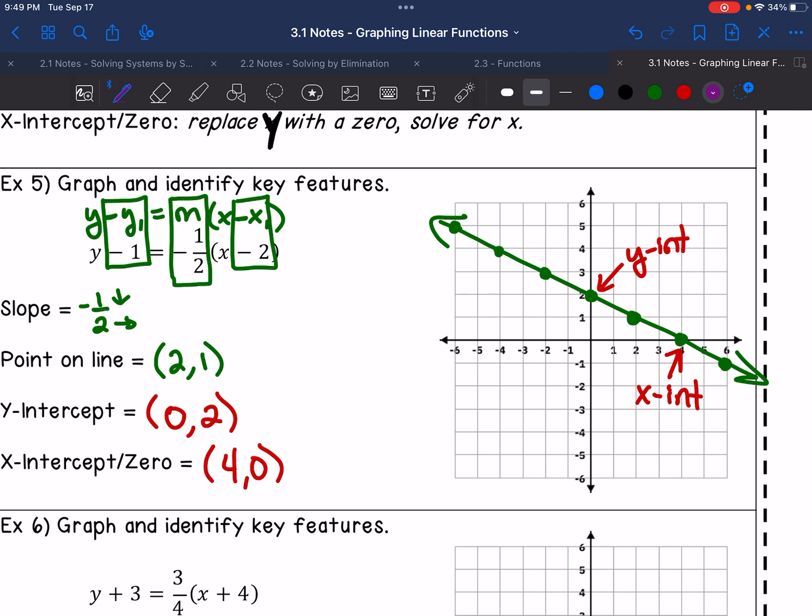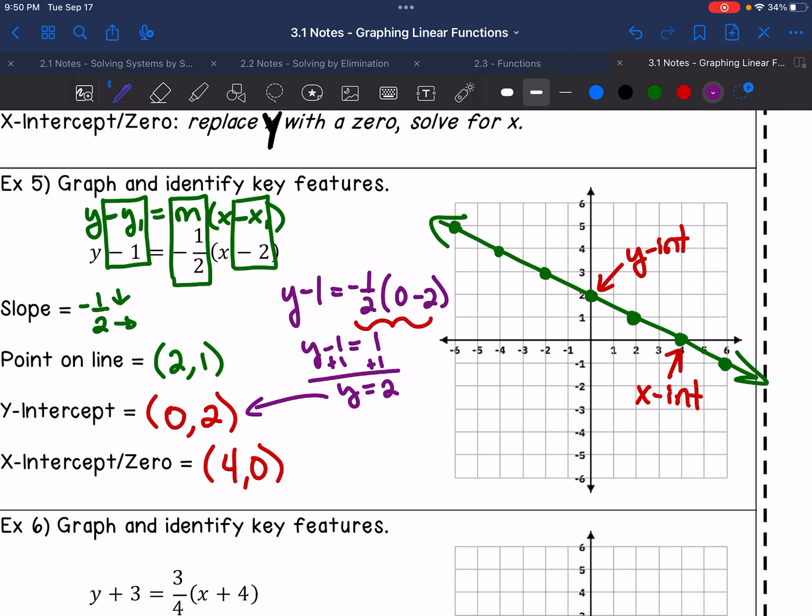For the y-intercept, we're replacing the x with a 0. So that would be negative 1/2, parentheses 0 minus 2. When I use the calculator, this right here turns into just a 1. So we've got y minus 1 equals 1. I add 1 to each side, and I get y equals 2. So that's where that 2 comes from.